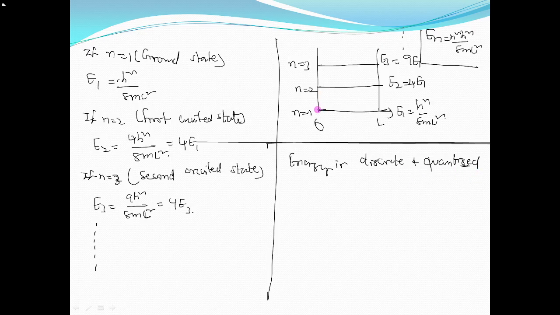So we have calculated the energies of the energy levels. Now we need to calculate where this electron stays. In the first state, where does it exist? In the second state, where does it exist? In the third state, where does it exist? In order to do that, we need the wave function psi, because the probability of finding the particle is given by the modulus of psi square.